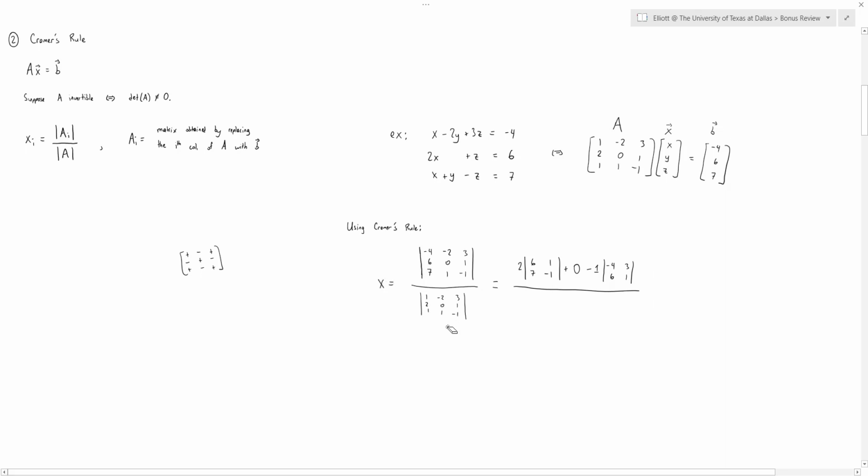And the denominator, let's also expand along the second column to get the determinant of A. So we'll do minus -2. Cross out the row and the column. We have 2, 1, 1, -1 remaining. Next will be plus 0. Next will be minus 1. And then cross out the row and the column containing that 1. You have 1, 2, 3, 1 remaining.